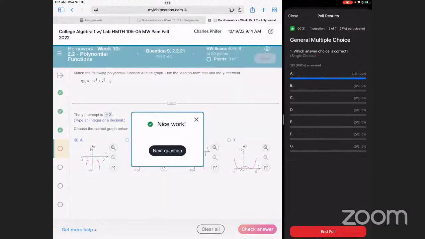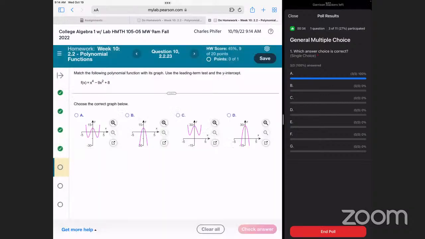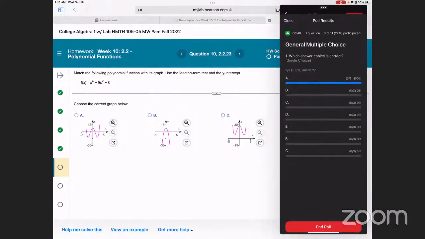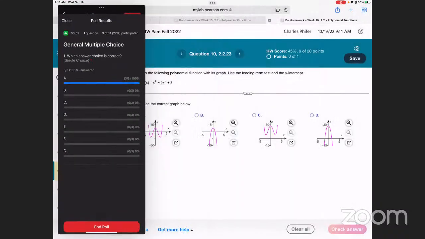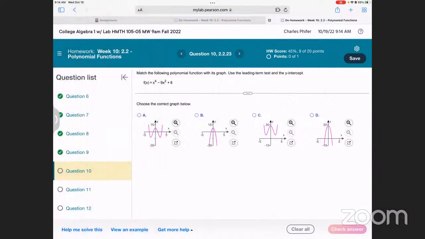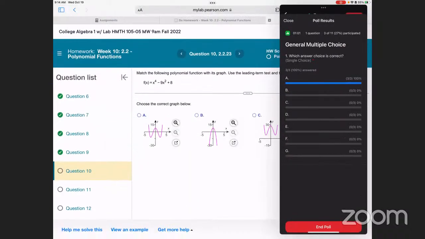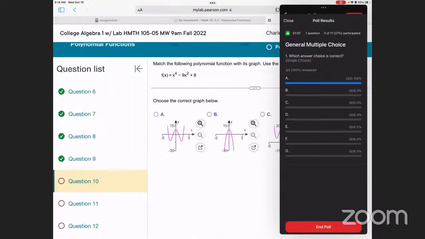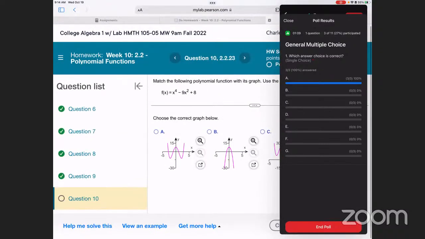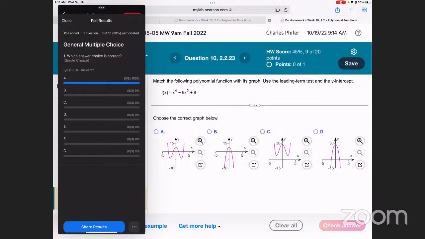Okay. Next question. So it says match the following polynomial with the graph. It would be nice if I could rearrange those to stack them. Oh, maybe I can do that. Maybe that'll help. Okay, let's try like this. And then what we can do is go like this and move this guy over here. It's still not all the way. What if I go like this? We'll give that a go. Maybe that'll work. Okay. And let me relaunch this poll.